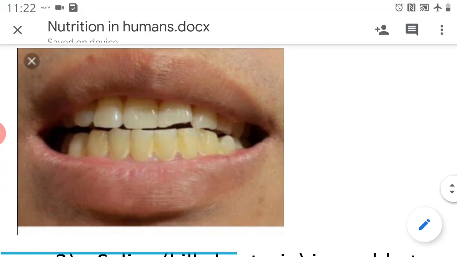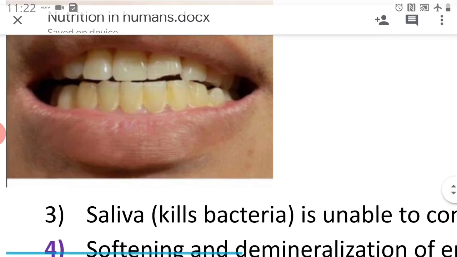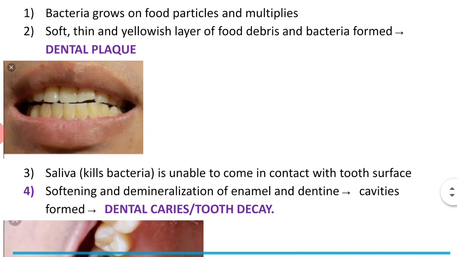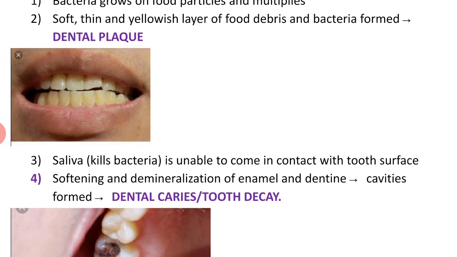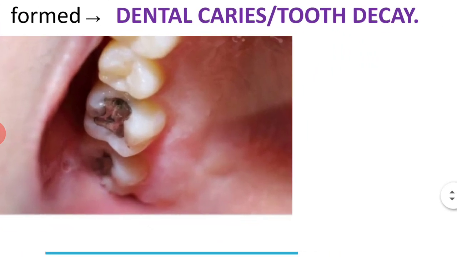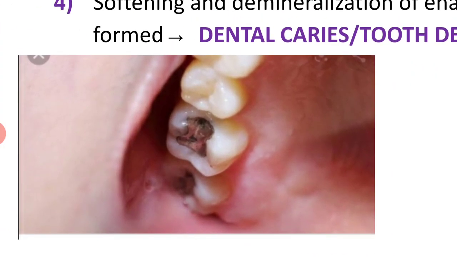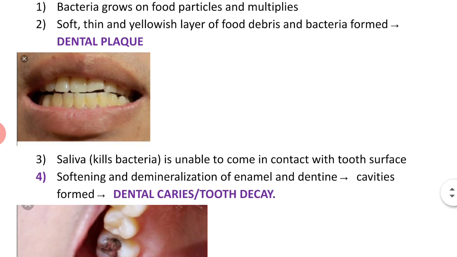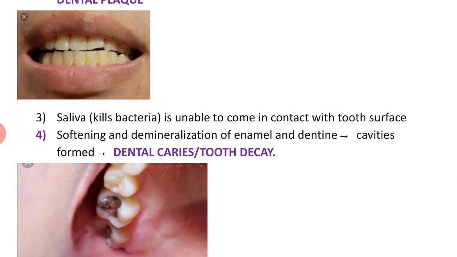So over here in the diagram you can see what dental plaque exactly is. When a person does not brush properly, then the teeth become yellow and a thin layer of yellowish plaque is formed there. So this is dental plaque. And in that condition, saliva is unable to come in contact with the tooth surface, so the bacteria are not killed. So these bacteria lead to the softening and demineralization of enamel and dentine, and this is known as dental caries or tooth decay. So this is tooth decay that damages your tooth. So we should brush properly at least twice a day. So we finish with nutrition in humans also.